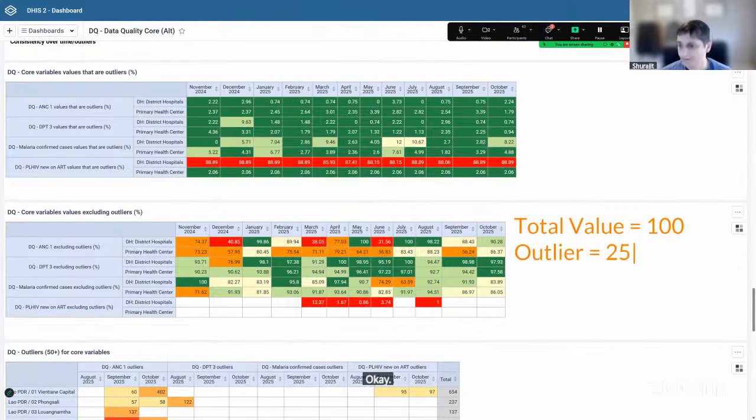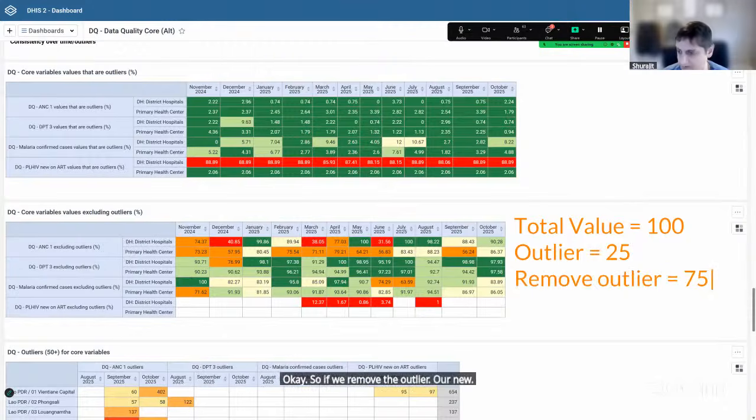So, this value is not valid. It needs to be changed. The number of reports are pretty low, okay? So if we want to remove this outlier from our total, okay? So if we remove the outlier, our new total is 75, right? 100 minus 25 gives us 75 because we're removing that outlier because it's not valid from our total because it's having an impact on this.